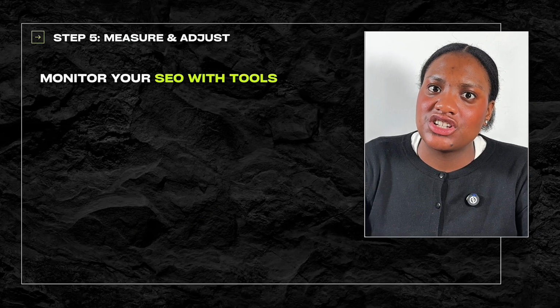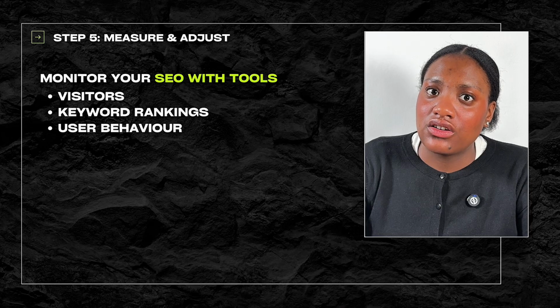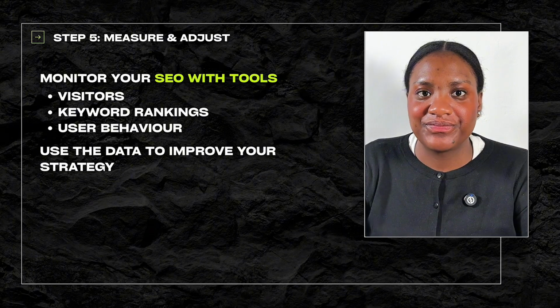Measure and adjust. SEO requires constant monitoring. Use tools to check your progress, like how many visitors you get, where you rank for keywords, and how users behave on your site. Based on these results, you adjust your strategy to keep improving. By following these steps, you can create a strong SEO strategy that brings long-term success.